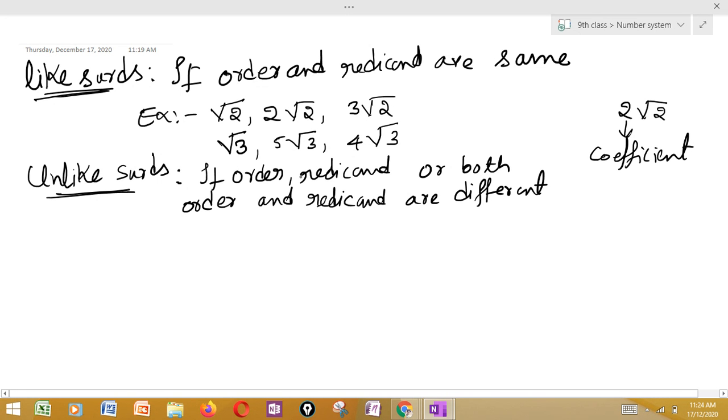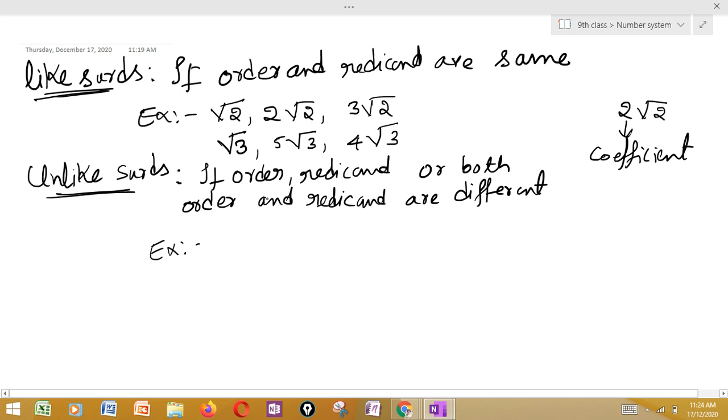A point to consider, I will explain using examples. The first case is that the orders are different. The second is that the radicands are different. The third is that both order and radicand are different. Try to understand that. If the order is different and the radicand same, it is an unlike surd. If the radicand is same and the order different, it is unlike surds. If both order and radicand are different, again they are unlike surds.